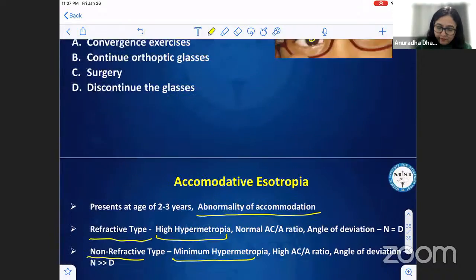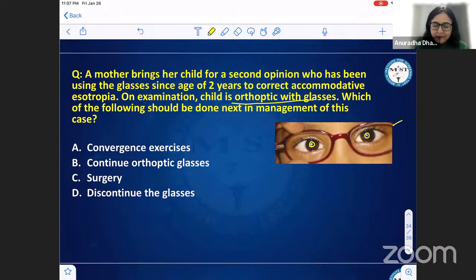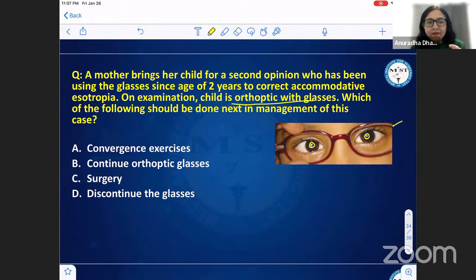Now, it's very difficult to tell whether they gave the description of accommodative esotropia that is refractive. If it is refractive, then glasses are the treatment. As the child grows, starting from 2 years, maybe by the next 5 or 6 years, the child may not require glasses if the child has no squint without glasses and accommodation is normal. But if the child has squint without the glasses, you have to continue the glasses.